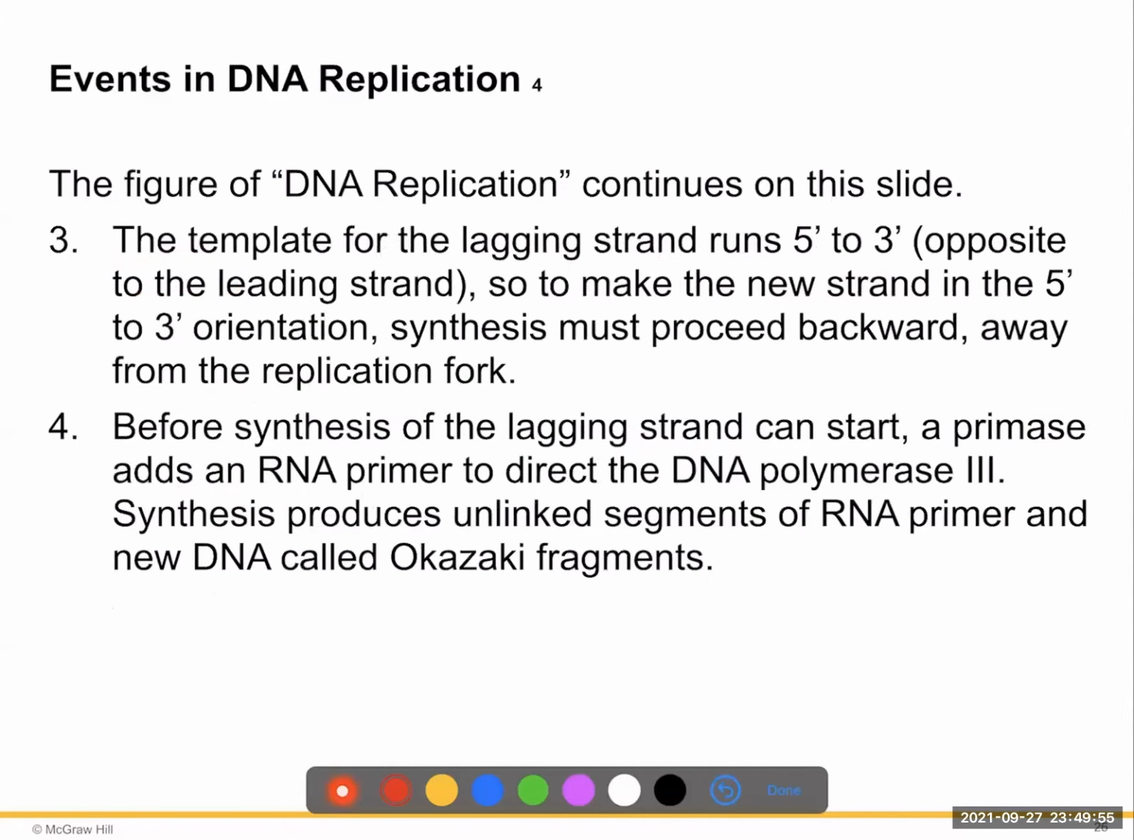And the template for the lagging strand runs 5 to 3, which is opposite to the leading strand. So it makes a new strand of DNA, and it proceeds away from the replication fork. Before the synthesis of the lagging strand can start, a primase adds an RNA primer to direct the DNA polymerase 3. Once it starts, that RNA primer is removed, and then the DNA can replicate. These small sections of DNA being replicated are what's called Okazaki fragments.